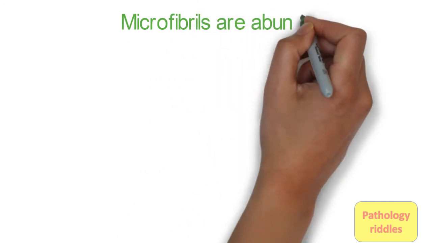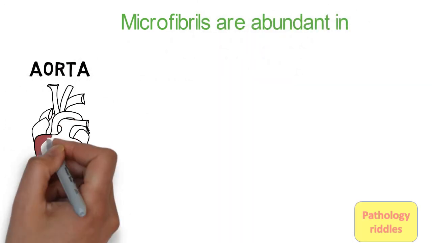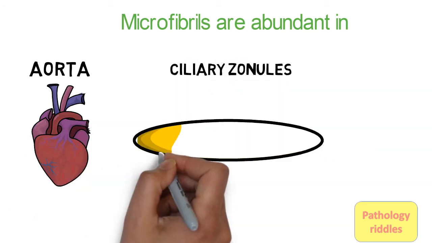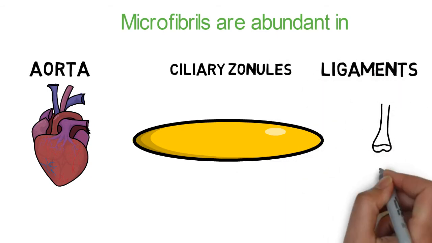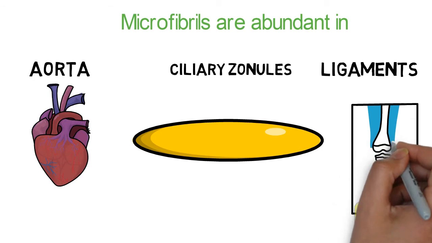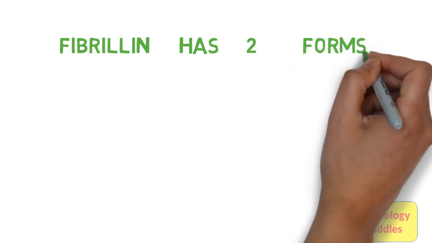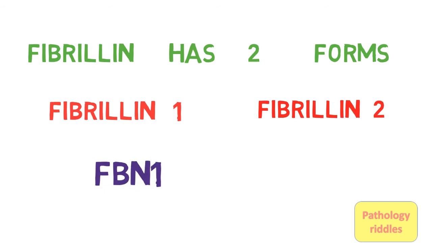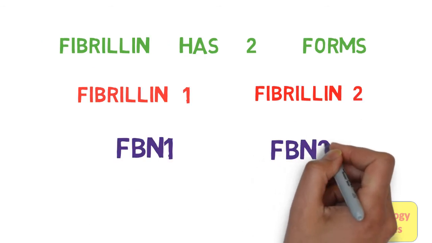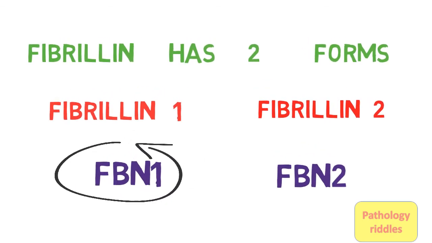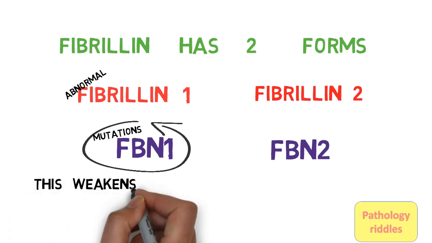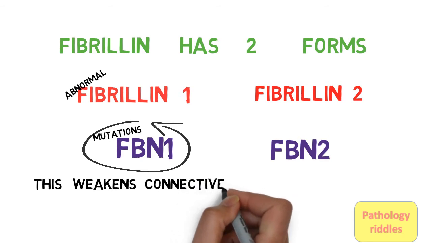The microfibrils are abundant in the aorta in the cardiovascular system, ciliary zonules in the eyes, which are the supporting structure of the lens, and our ligaments which support our skeletal framework. Hence, these structures are predominantly affected. Fibrillin has two homologous forms, fibrillin 1 and fibrillin 2, encoded by FBN1 and FBN2 respectively. Mutation of FBN1 causes abnormal fibrillin 1, which affects the heart, eyes, and skeletal framework, which are manifestations of Marfan syndrome.